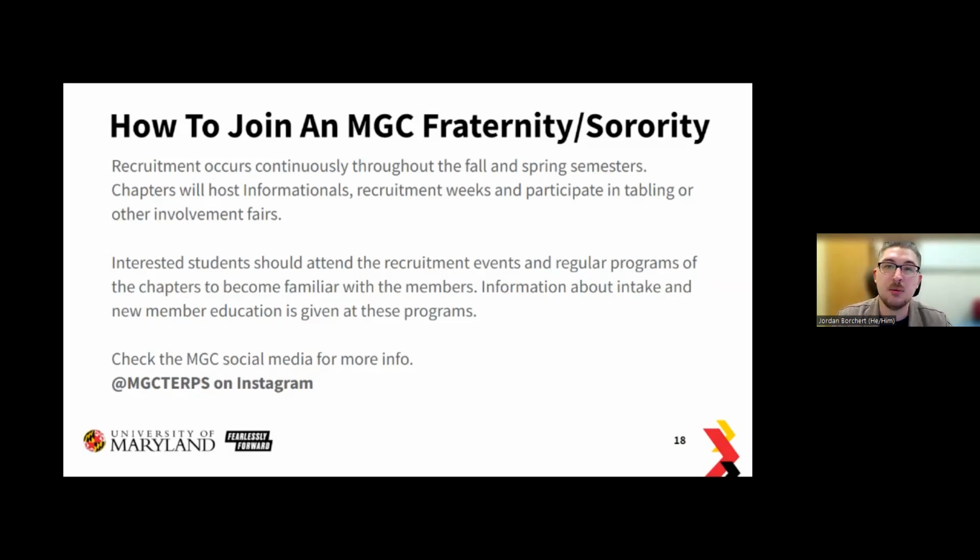They're going to be hosting a bunch of different programs on campus, from really important educational topics and matters to fun social things where they can just get to know the brothers or the sisters or members in those organizations. Information about intake and new member education is given at these programs. If you want to learn more, you can check their social media on Instagram at MGC Terps.